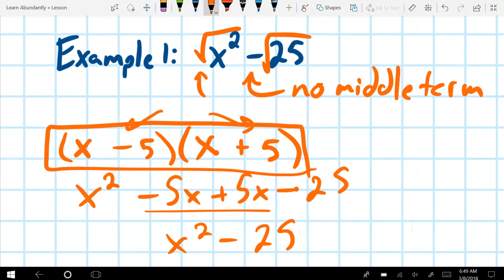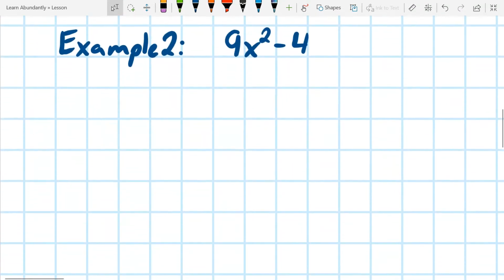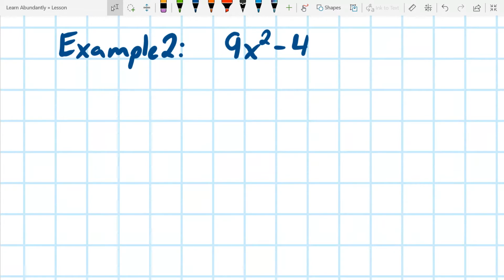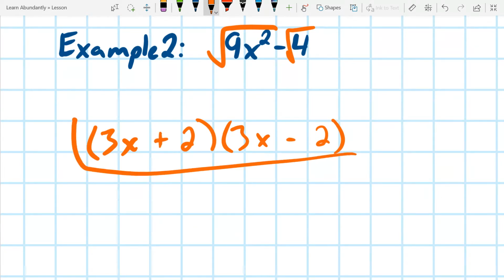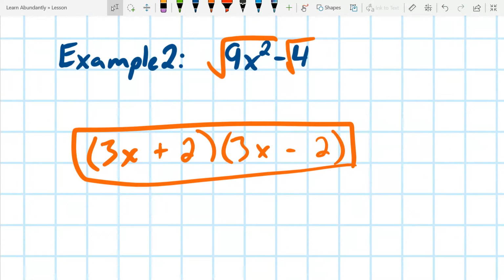So let's look at another example. All right, so again, we only have two terms, and there's a minus, so we can jump right to our answer. As long as they square root, we're golden. So what's the square root of 9x squared? 3x. And 3x. What's the square root of 4? 2 and 2. One of them has to be positive, one of them has to be negative, and done. So this actually works out pretty quickly. We would prefer if it's difference of squares because we can jump right to the answer.